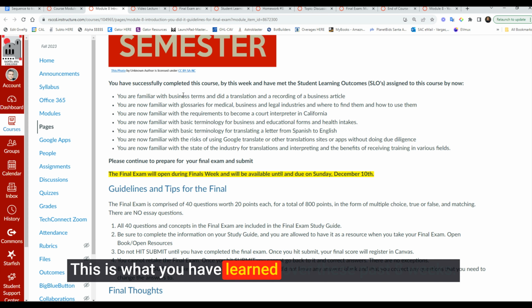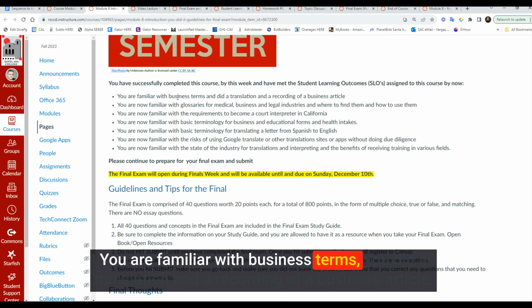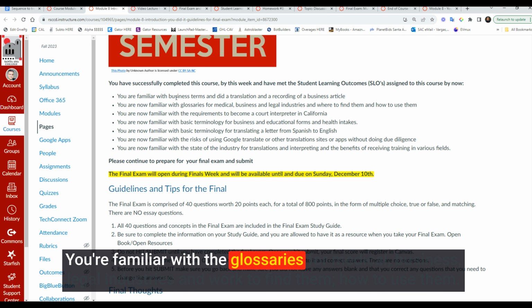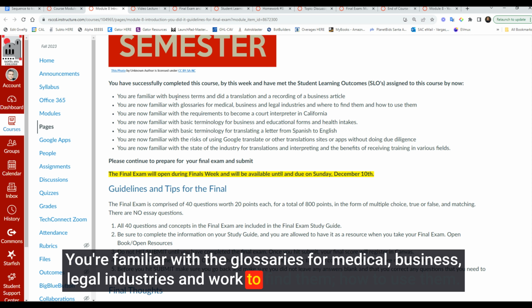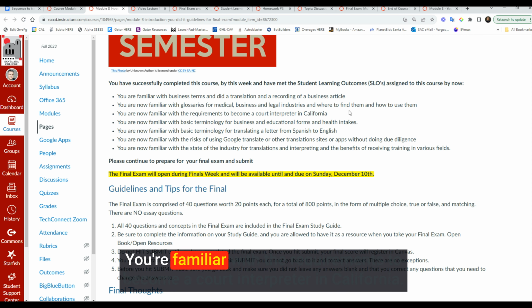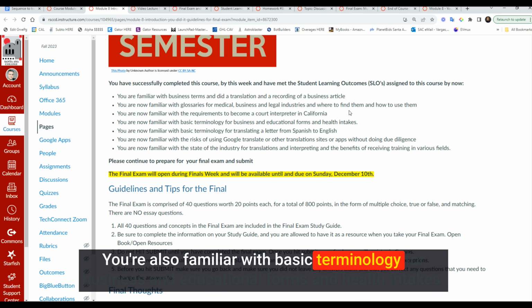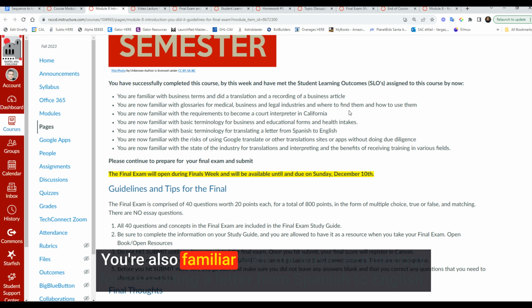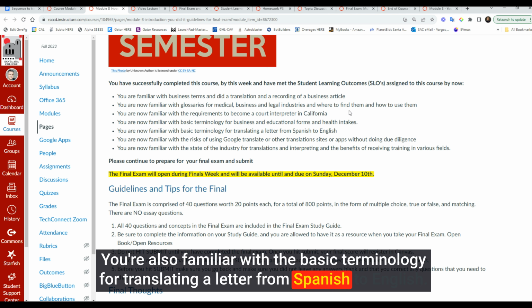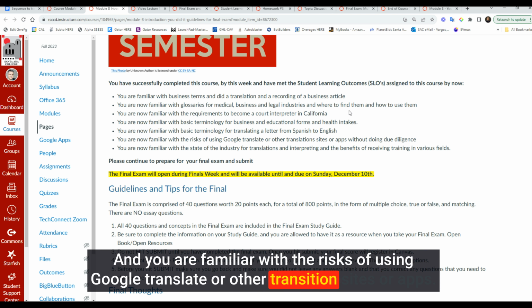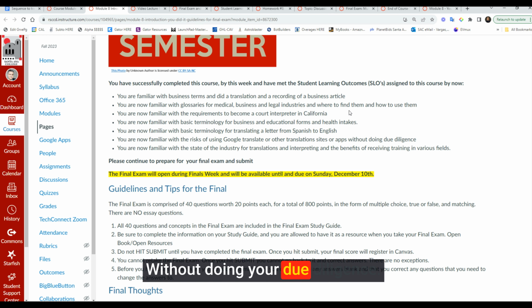This is what you have learned over these past 8 weeks. You are familiar with business terms. You did a translation and a recording of a business article. You're familiar with glossaries for medical, business, legal industries and where to find them, how to use them. You are familiar with the requirements to become a court interpreter in California. You're also familiar with basic terminology for business and educational forms and health intakes. You are also familiar with the basic terminology for translating a letter from Spanish to English, and you are familiar with the risks of using Google Translate or other translation sites or apps without doing your due diligence.